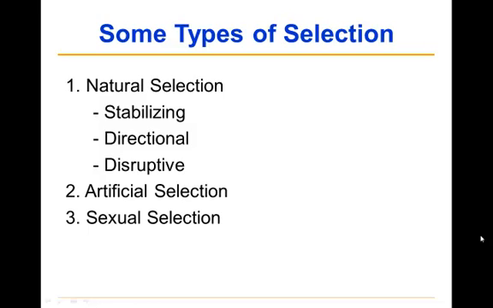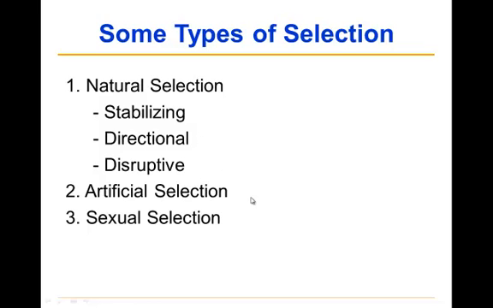Hello students, this is Module 4.3.4, Types of Selection. On the screen before you, you can see several types of selection listed. The first type that we're going to discuss is natural selection. We've already mentioned this to you and defined it. We're going to show you three manifestations of natural selection, namely stabilizing selection, directional selection, and disruptive selection.